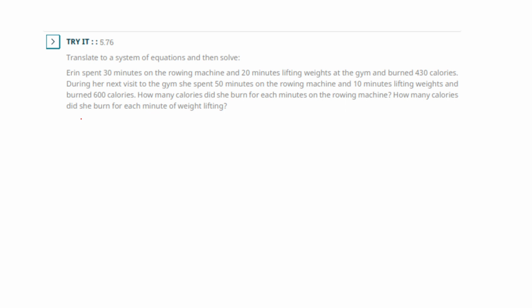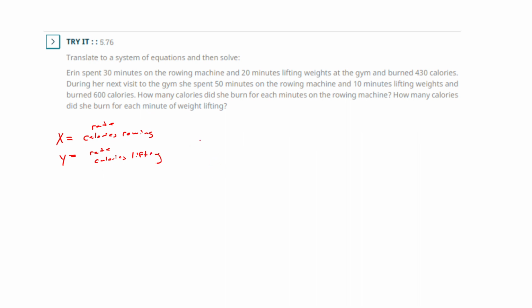Okay, so I'd recommend you pause this and give this a shot. But I'm going to go ahead and start. So X is going to be calories rowing. I should say it's really the rate of calories, the rate she's burning them. And then the other machine is what? Lifting. So it's the rate she's burning calories, lifting.